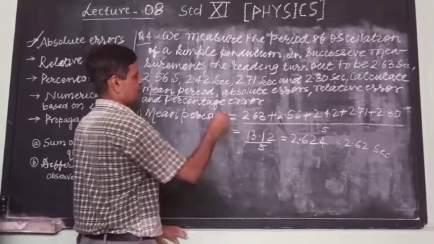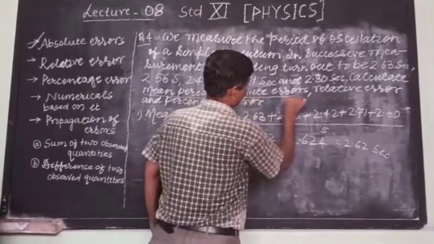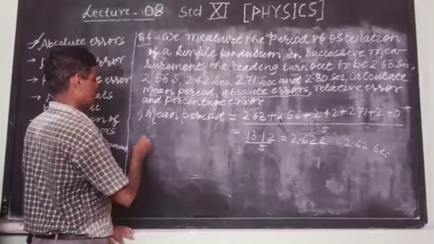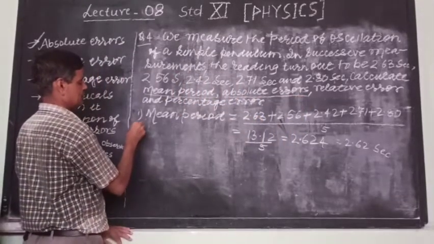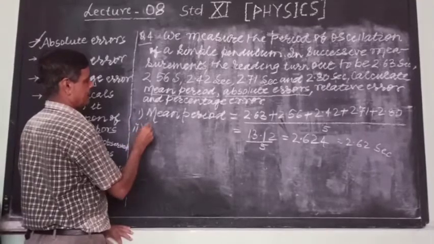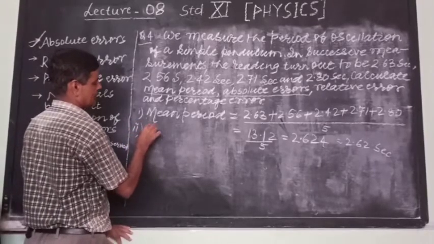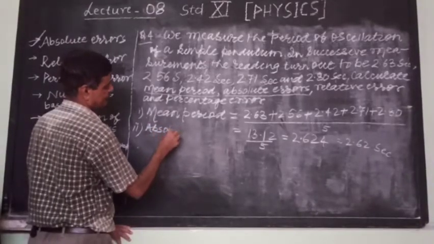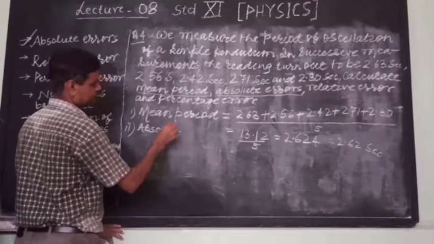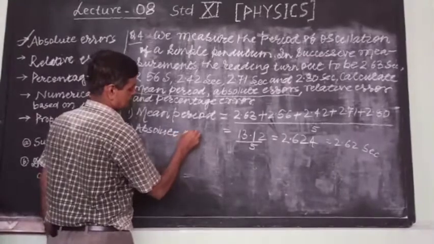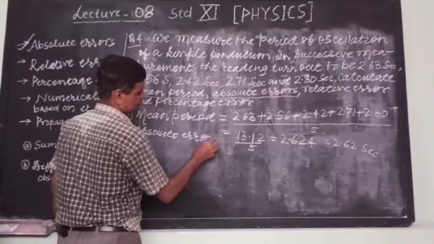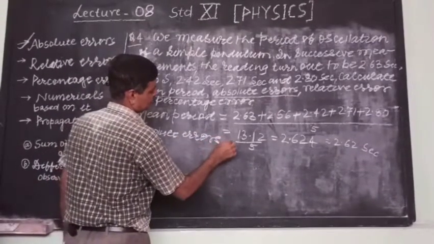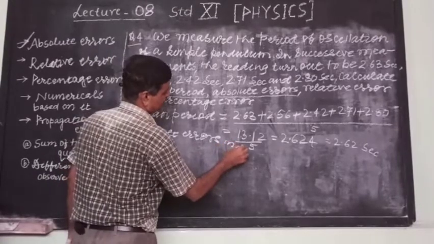Next is your absolute errors. Second item is absolute errors in measurement.